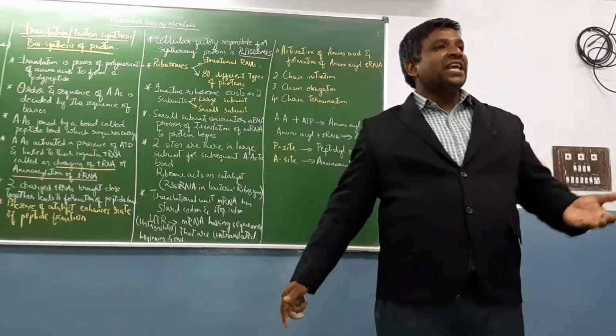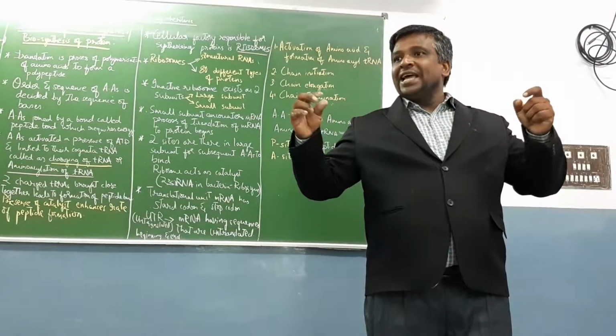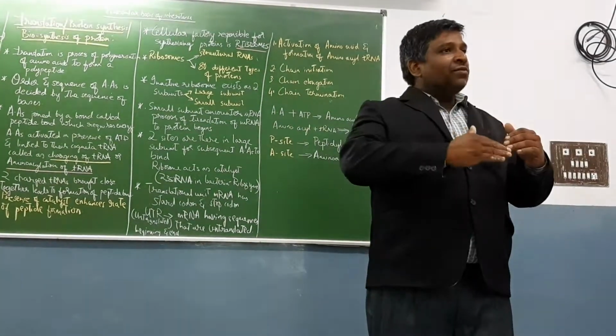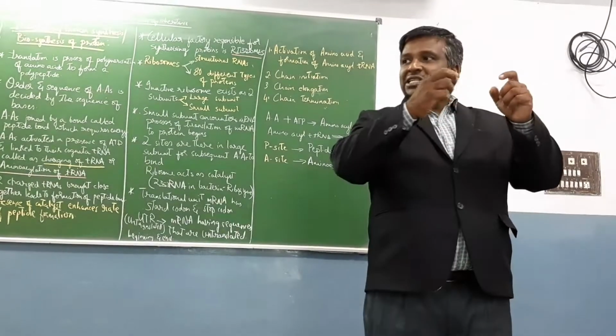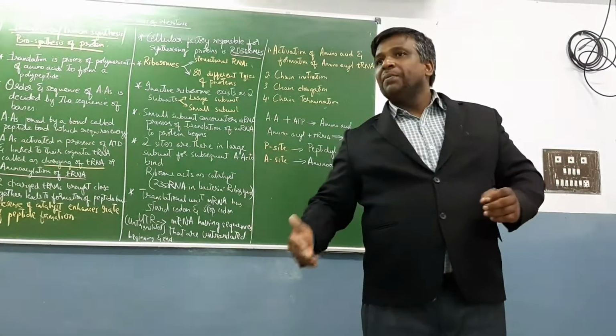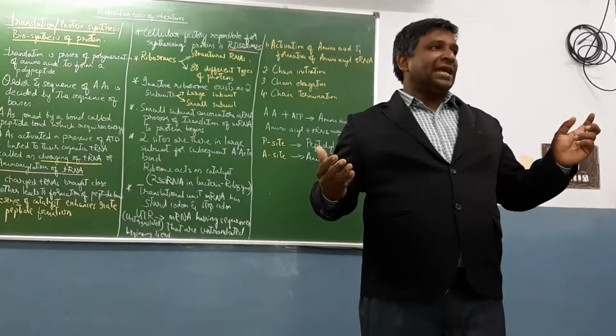Next is translation. In the translation process, the code that is there in the mRNA is converted into respective amino acids. The amino acids in a particular sequence give rise to a particular type of protein. So we call them polypeptides.